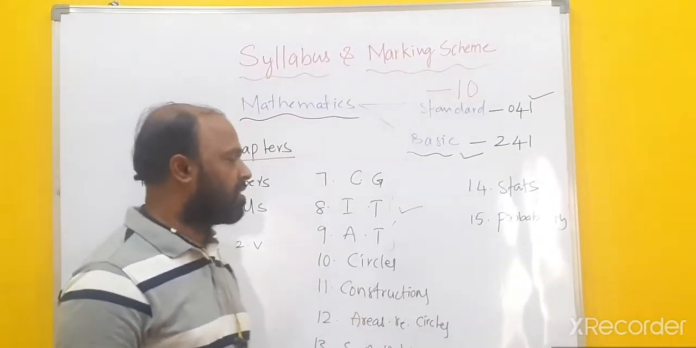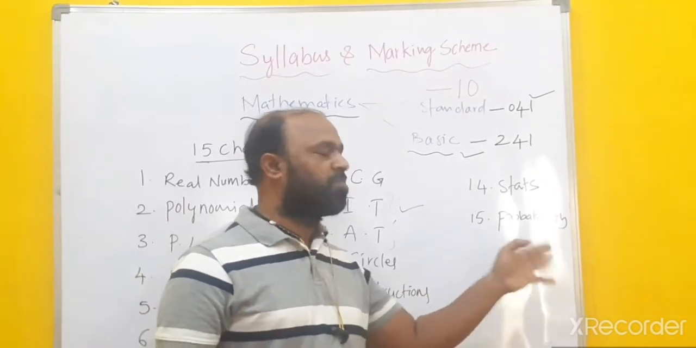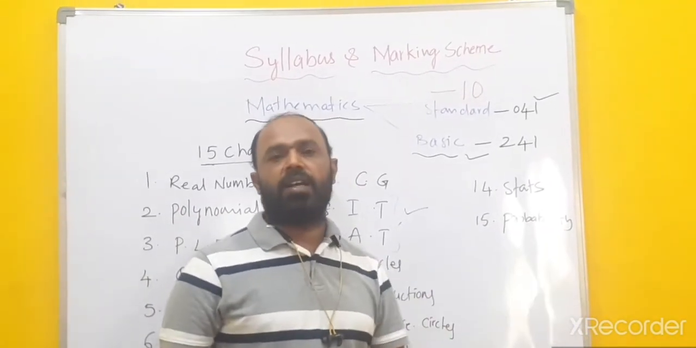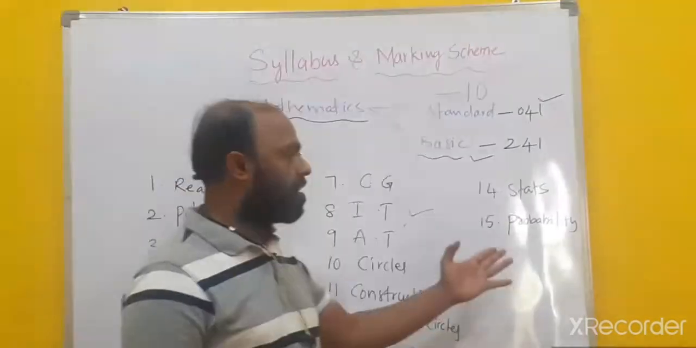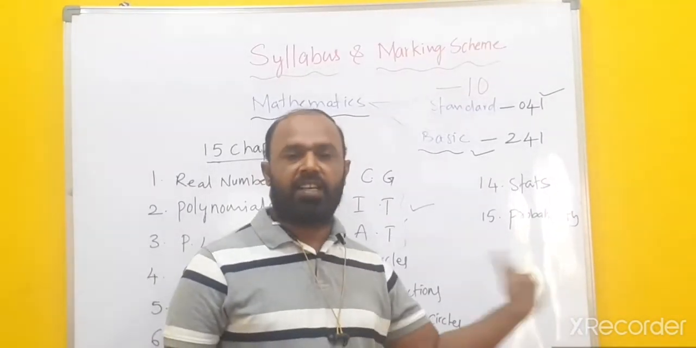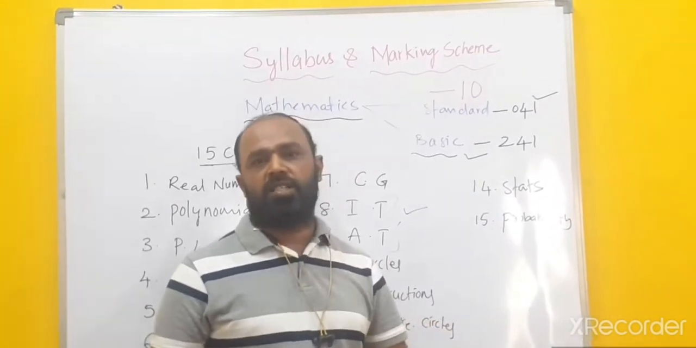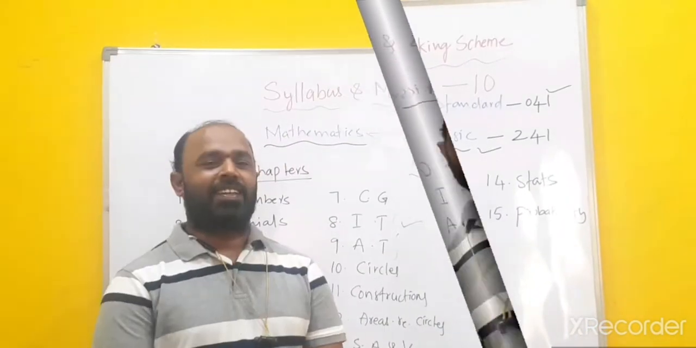Again, a continuation of this. And the 15th chapter is probability. Same as in class 9th, but with a little extra. We have problems like card problems and dice problems, and a few deeper questions in this probability.